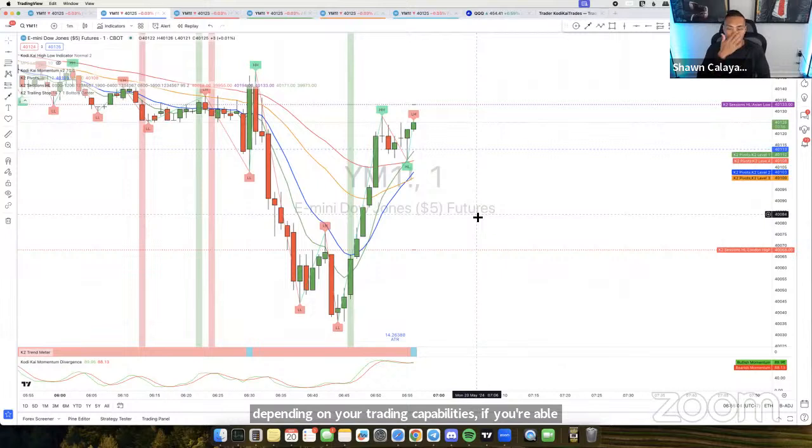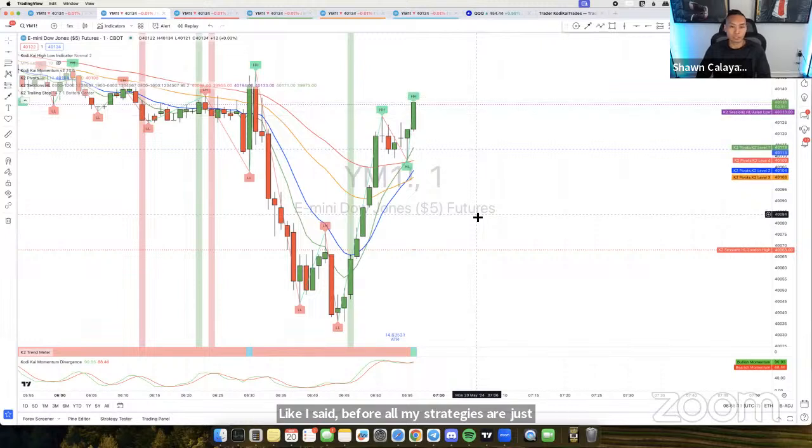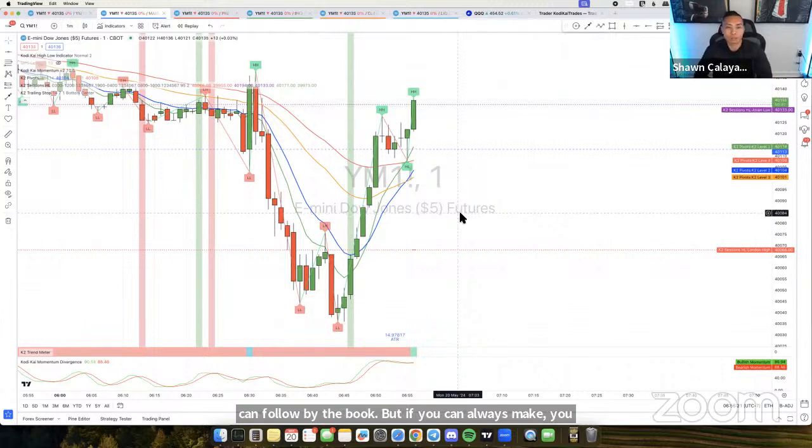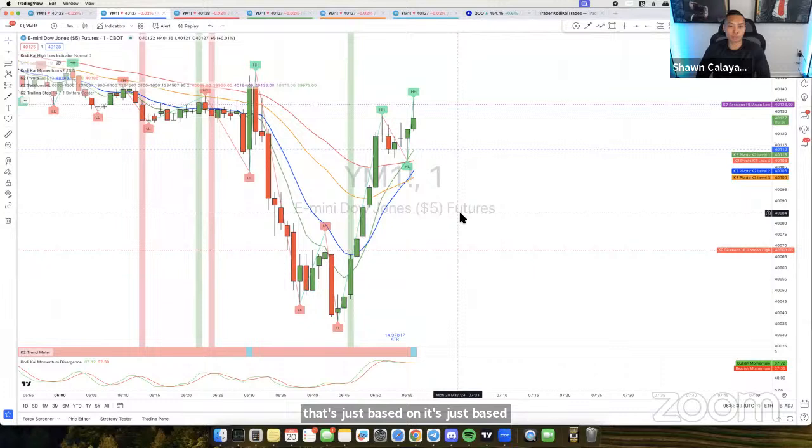But again, depending on your trading capabilities, if you're able to trade under risky conditions, that's completely fine. Like I said before, all my strategies are just foundational. You don't have to follow them by the book. Just understand that if you lose a trade, it's because you didn't follow it by the book. But you can always make your own adaptations depending on how the market's moving, because I do the same thing. You'll see me make small variations to the strategy, and sometimes avoid red flags. That's just based off instinct because I've been trading for so long. I can kind of see things that other people can't see, and sometimes you just get a gut feeling to take the entry.